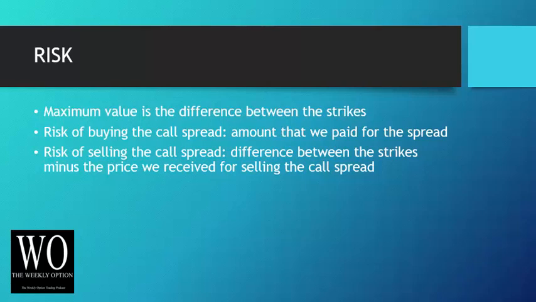And when you sell a call spread, your maximum risk is the difference between the strikes, which we mentioned as the maximum value of the spread, minus the price, the amount of money that you sold the spread for. So if you collected $1 when you sold the spread, but it's a $5 maximum value spread, that means that your maximum loss in that scenario is $4.